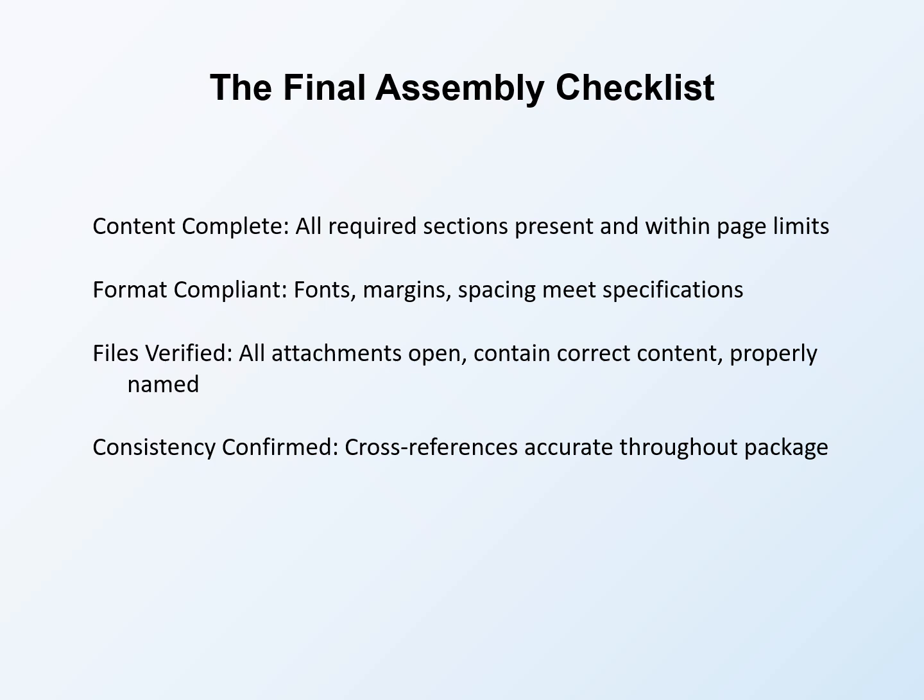Consistency confirmed means cross-references are accurate throughout the package. Budget numbers match narrative descriptions. Personnel names and roles are consistent. Objectives connect to methods and evaluation. Citations appear in references. All elements of the proposal package align and support each other without contradictions. This checklist should be printed and used physically, checking off each item as verification is completed and noting the date and person who verified each element.